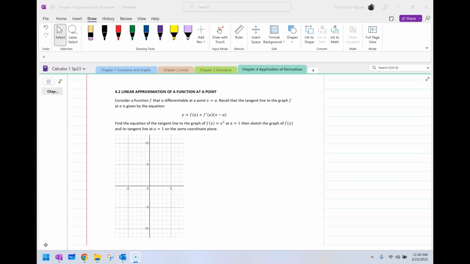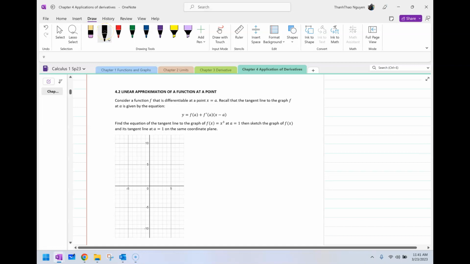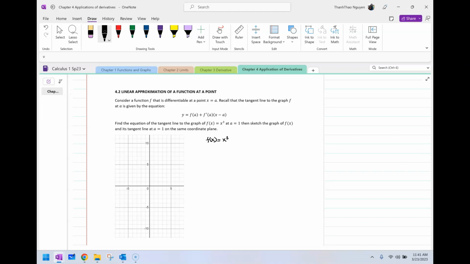Find the equation of the tangent line to the graph of f of x equals x to the third at a equals 1. Then graph f of x and its tangent line at a equals 1 on the same coordinate plane. So we know that f of x equals x to the third. Then f prime of x is equal to 3x squared.